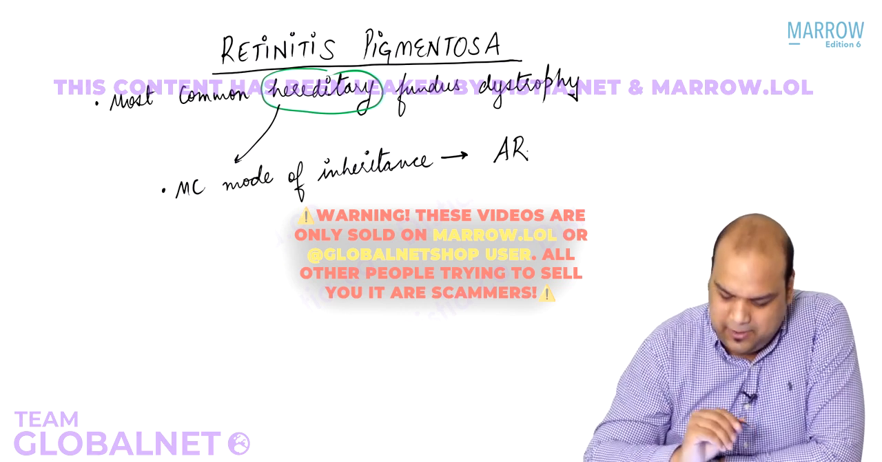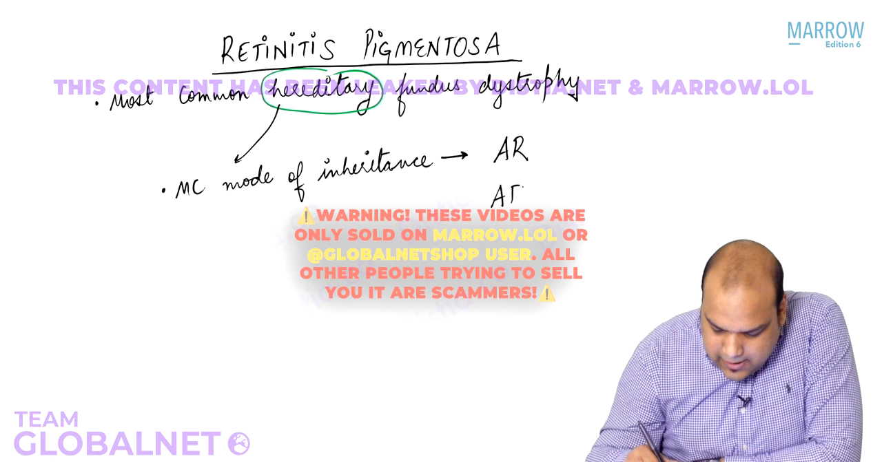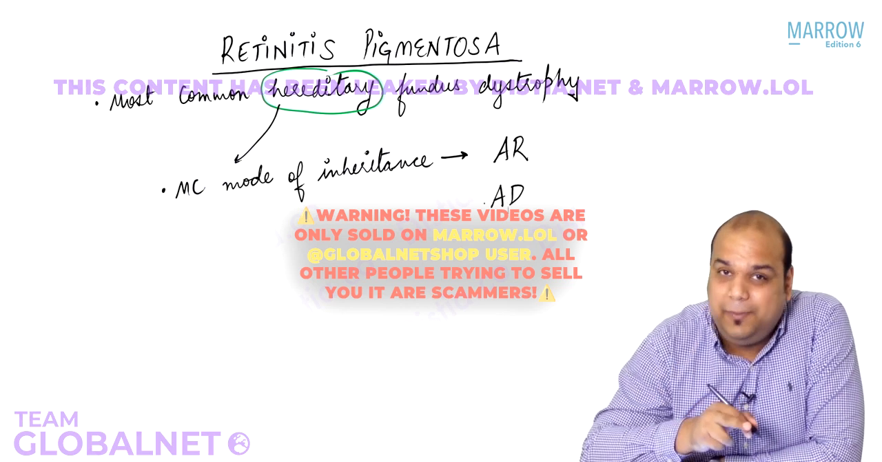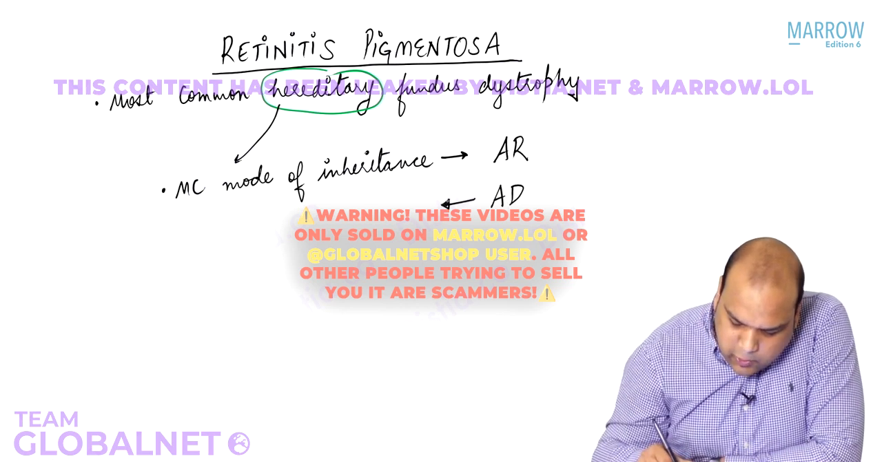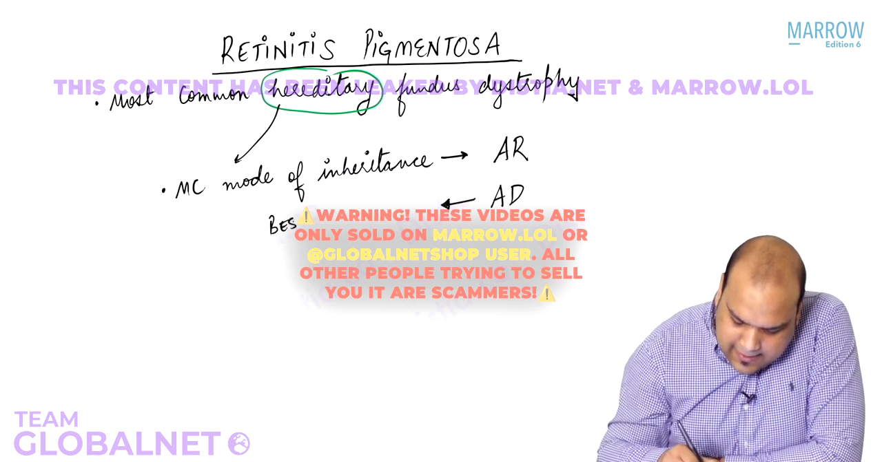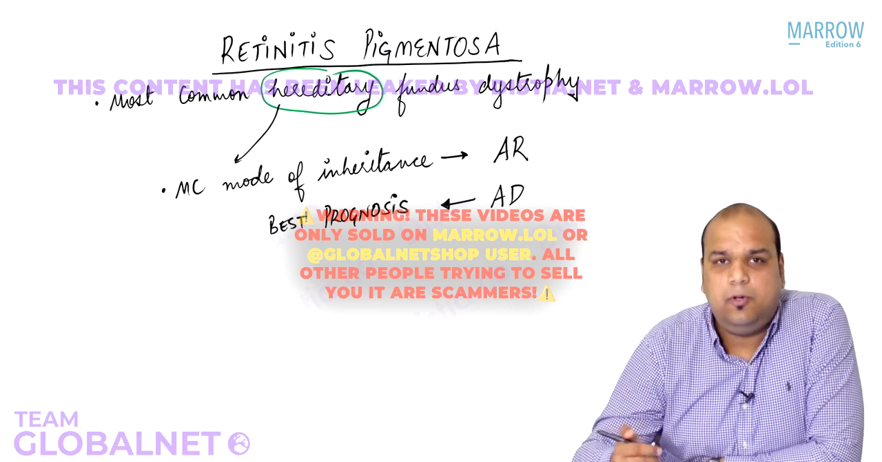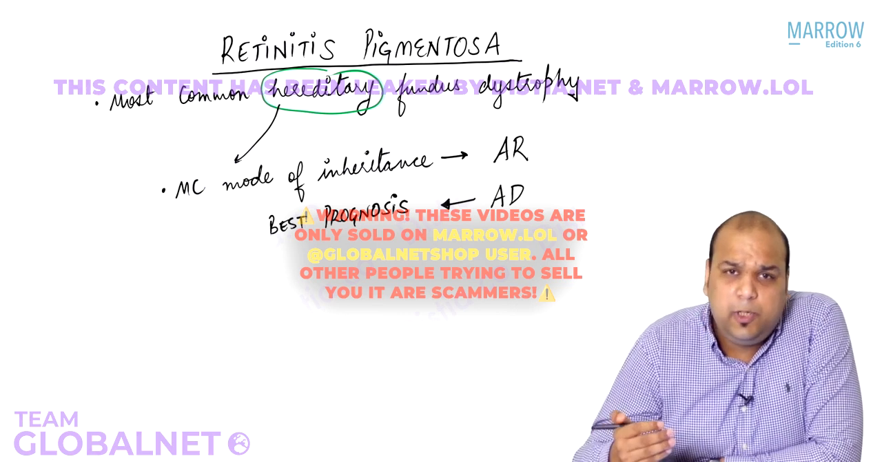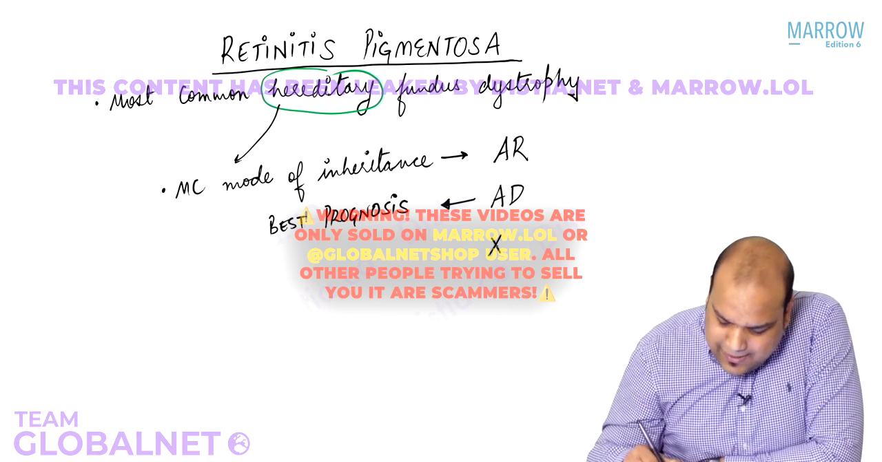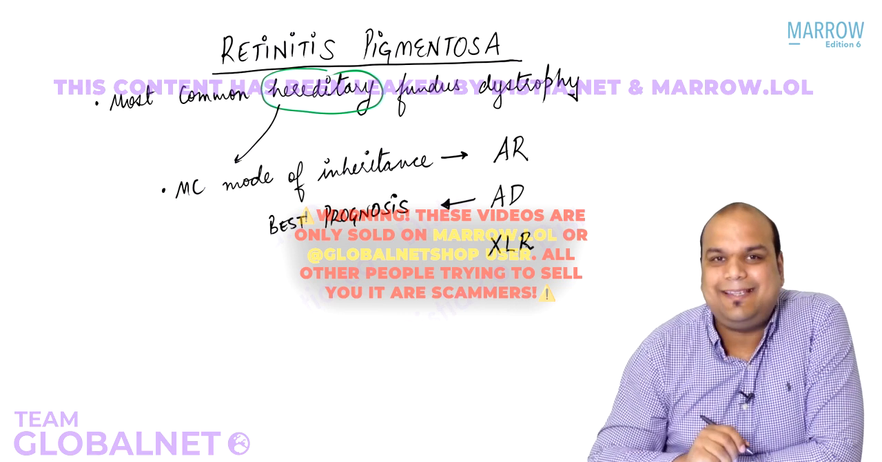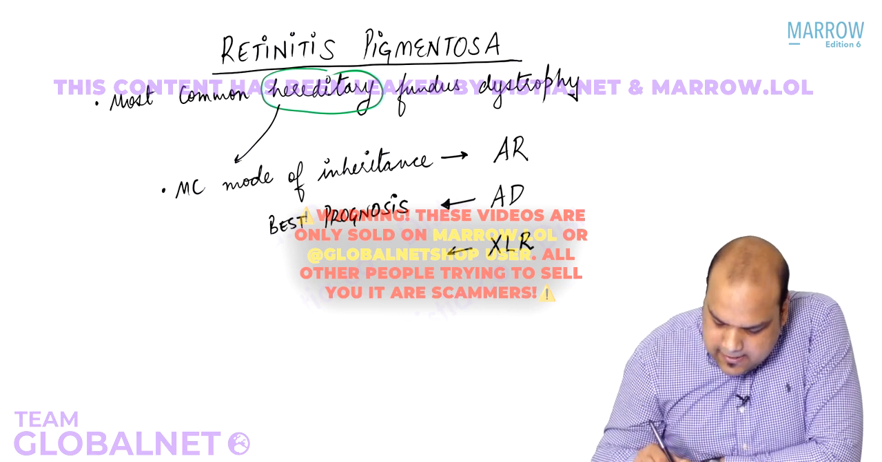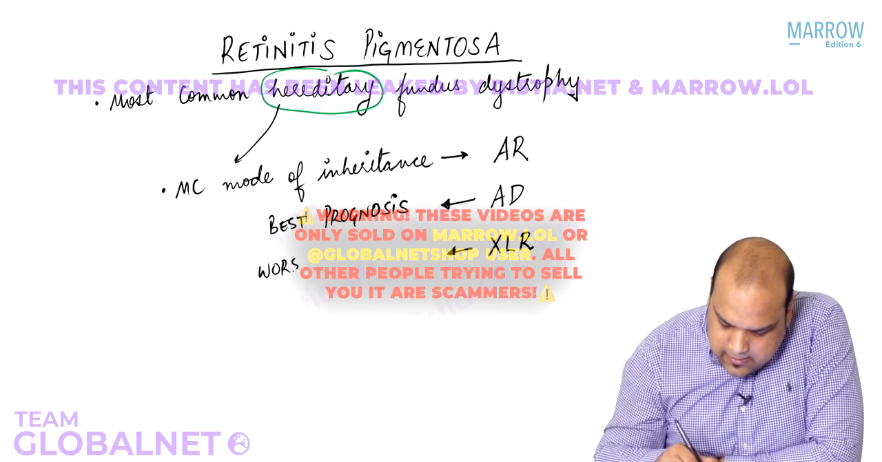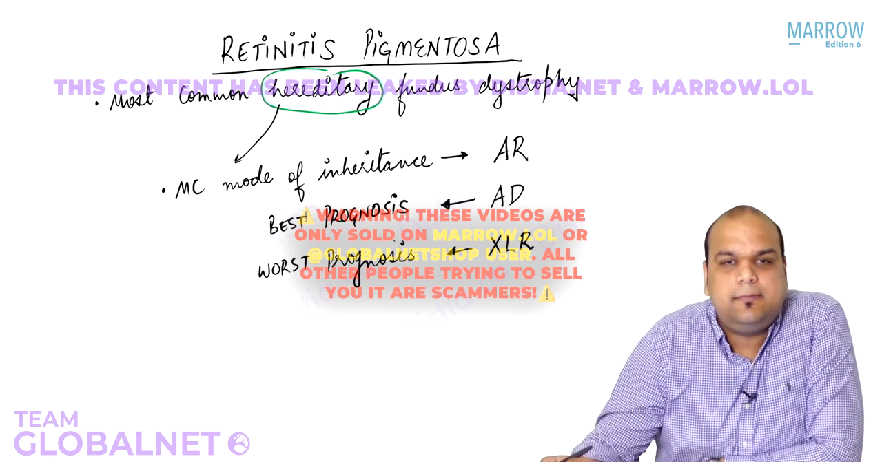Autosomal recessive. Okay. Can it be autosomal dominant? Yes, this can also be autosomal dominant. But if it is autosomal dominant, we say it has the best prognosis. Prognosis, everybody understands, is visual outcome. So the best visual outcome is when there is autosomal dominant inheritance. It can also be X-linked recessive, XLR. If it is X-linked recessive, we say these cases will have the worst prognosis. Am I clear to everybody?